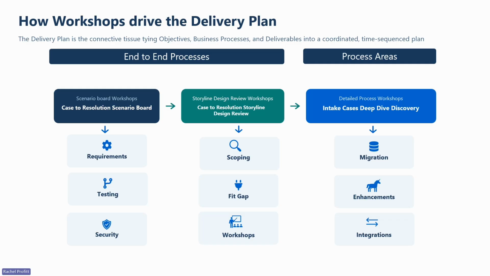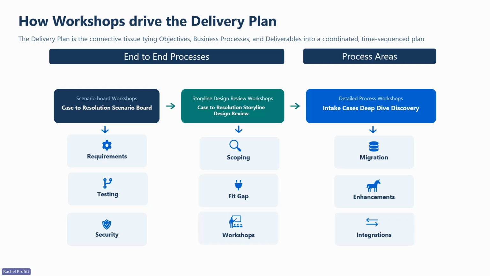First are those scenario board discovery workshops. These happen early in the project and relate to the entire end-to-end process. The example that you see here on the slide is the case to resolution scenario board. The outcome is primarily that you are capturing requirements, which is what the business needs. You might also capture testing requirements and security considerations that come out of those initial workshops. These are the high-level strategic conversations.